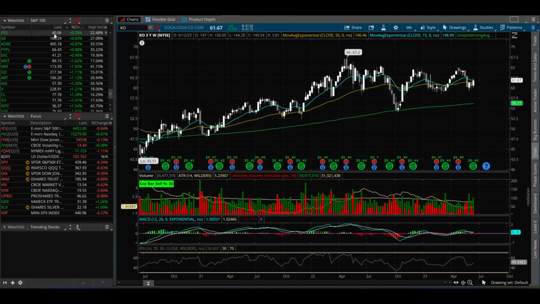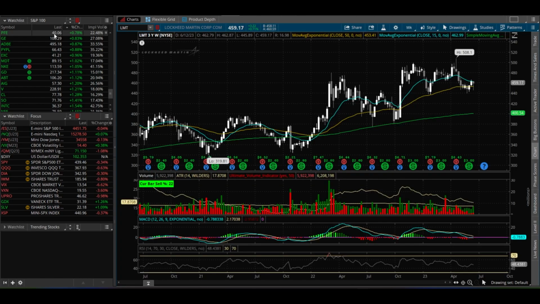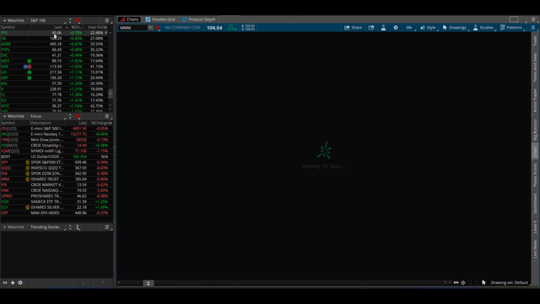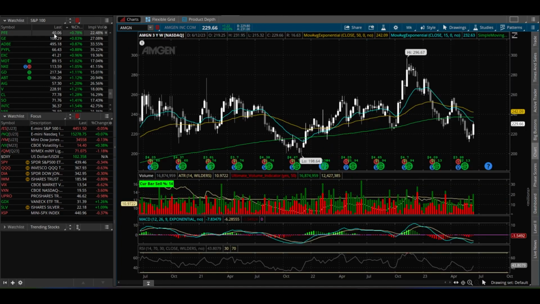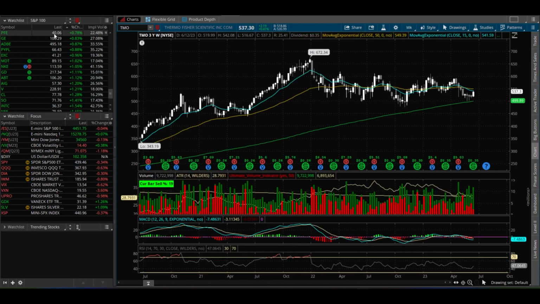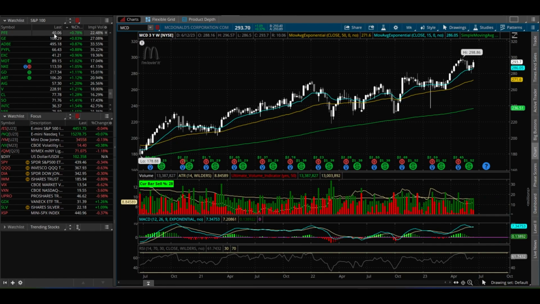Okay. Coca-Cola. There's definitely some range here. Lockheed Martin. 3M is a complete decline. Right here. McDonald's. And so what do we see here? A strong trend. You are literally getting higher lows.